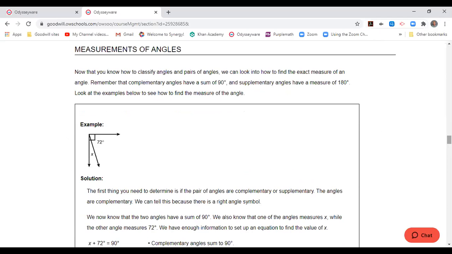So from that, we get into measuring angles. And most of the time, it'll be fairly straightforward. It'll tell you the angles are complementary, so you have to remember that it's 90 degrees, like in this first example. So 90 minus 72 is going to give you what x equals.